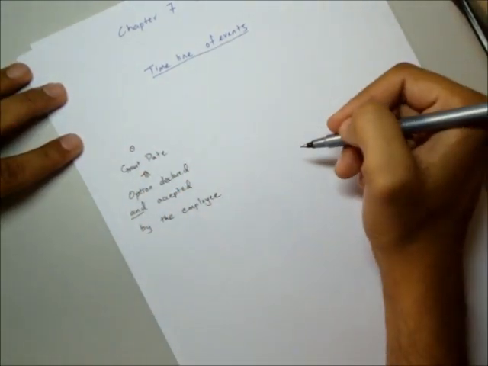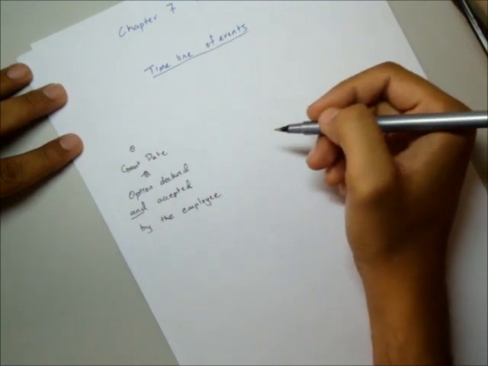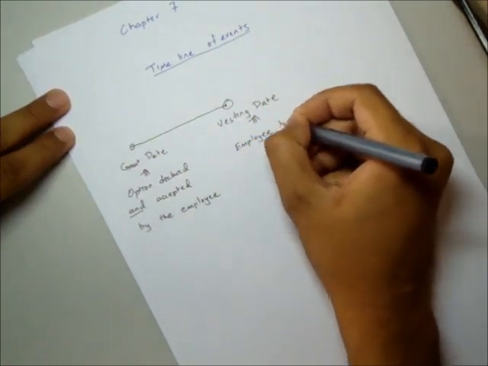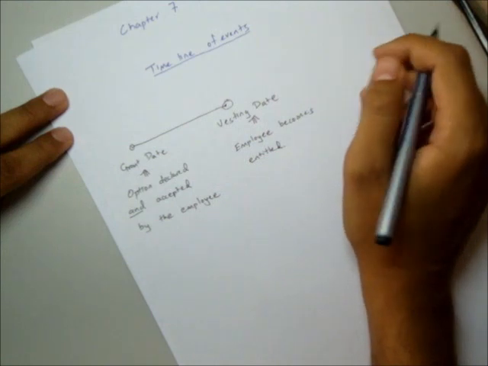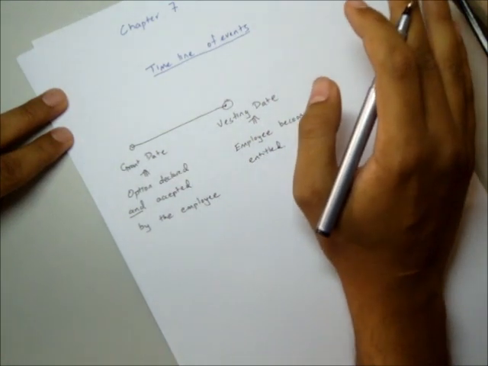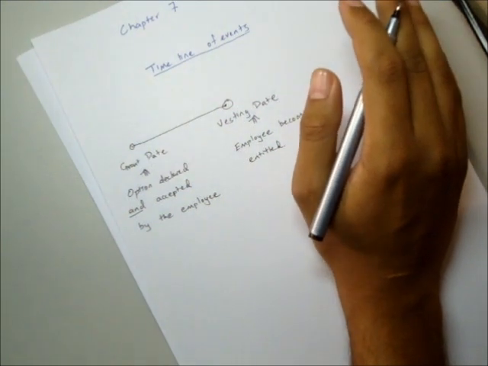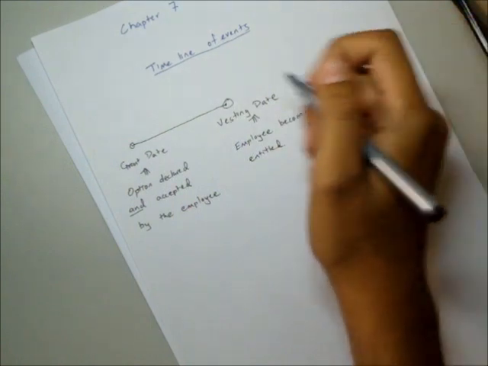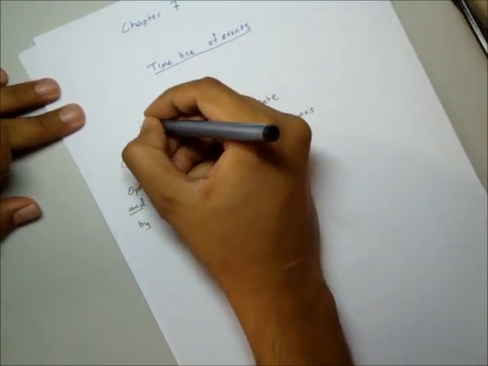Now let's first understand that there is a timeline of events in this. The first one is the grant date, and this is the date when the option is given by the company and accepted by the employees. The second one is the vesting date, and here the employees become entitled. So after a certain period of time, the employees are entitled to get those options that have been granted on the grant date. And the period between the grant date and the vesting date is known as the vesting period.